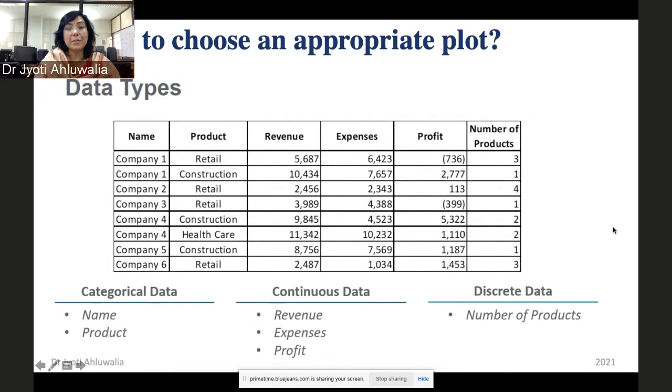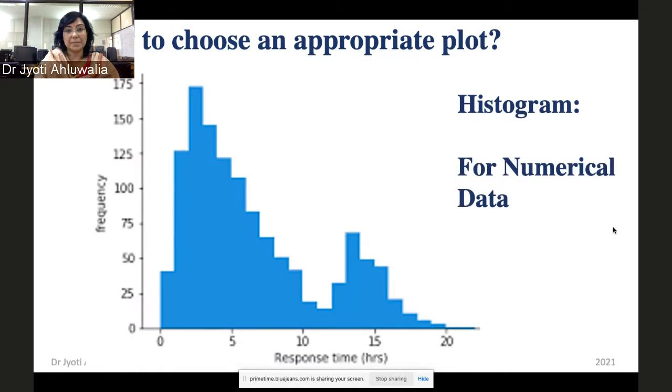Now, how do we plot these data to figure out what is happening in this data set? Like we said, we have various options. One is a histogram. A histogram is for numerical data, and it tells us the distribution of the data. In a histogram, the y-axis is always the frequency, and the x-axis is the response time or our variable at hand. Response time is numerical data, and we plot and see the frequency of various response times.